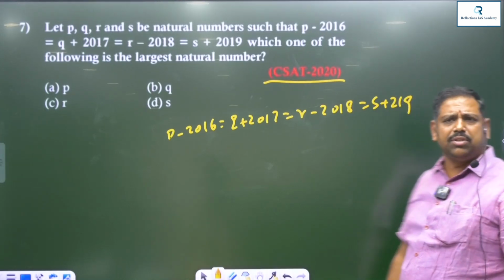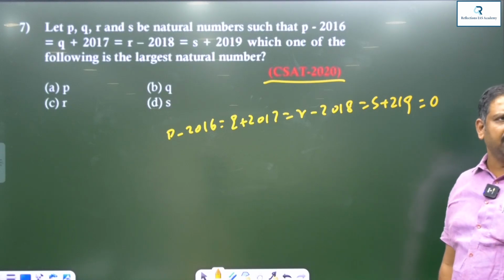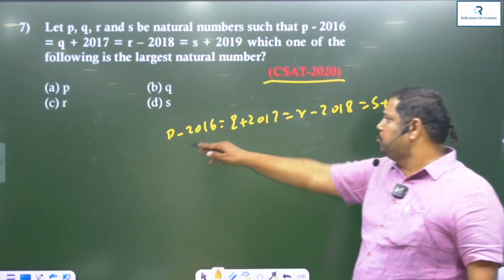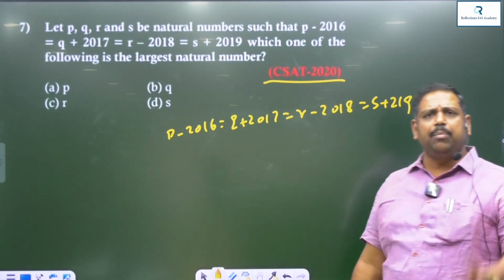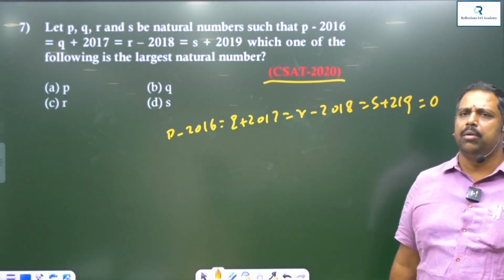If you want to answer this question, simply keep it equal to 0. This is equal to any number, right? Then you will get the values of P, Q, R and S. You can happily compare which is greatest, which is least. Is it right or wrong? That is one way to solve the problem.